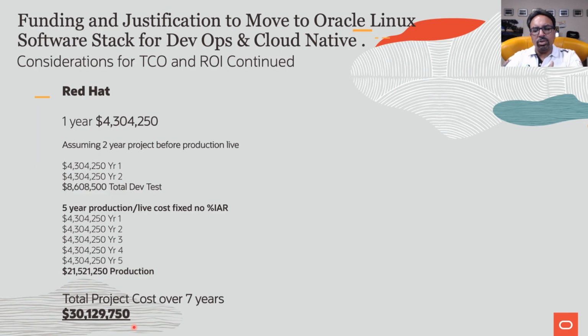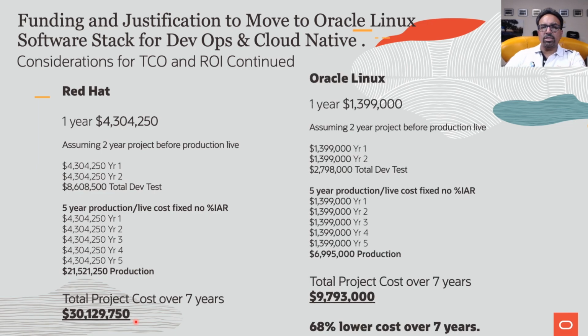So what we try to do is try and forecast that for you. And as we go through this ROI study in the next couple of slides, you'll see how we'll help you have a handle on your finances through these projects. So how does Oracle Linux look? You probably already guessed. So our yearly cost is the 1.399 million.